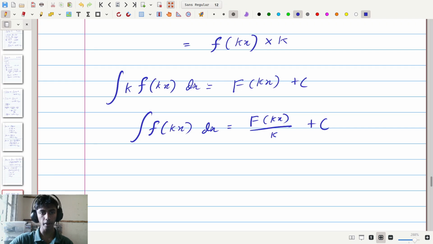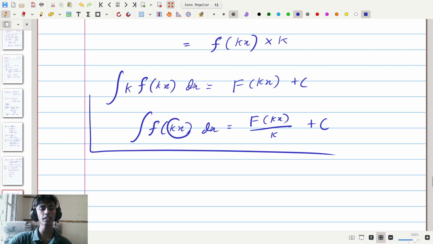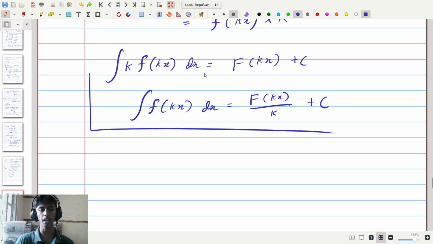This is going to be quite handy in the next few integrals that we're going to solve, because those integrals contain common functions that we know the integrals of, but their inputs are themselves some constant times a function. This rule is going to make it easy for us to find those integrals, as in something like this.